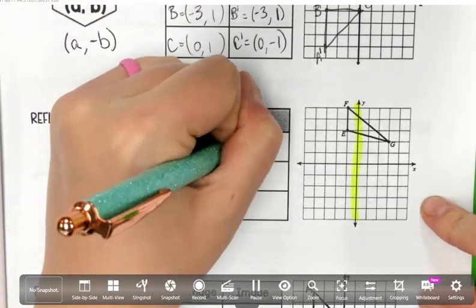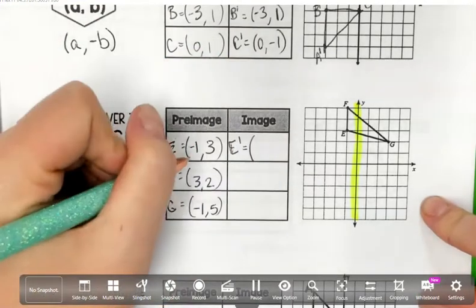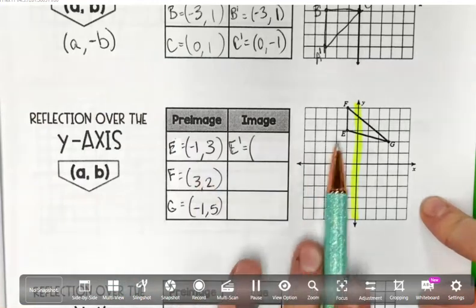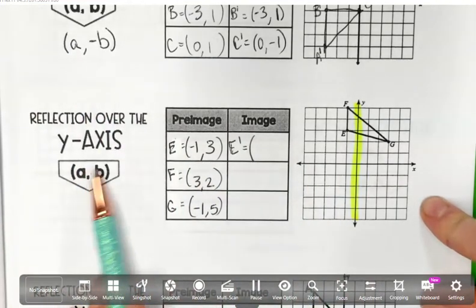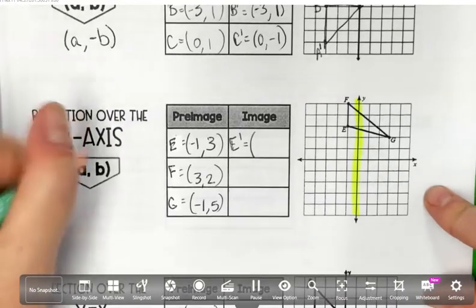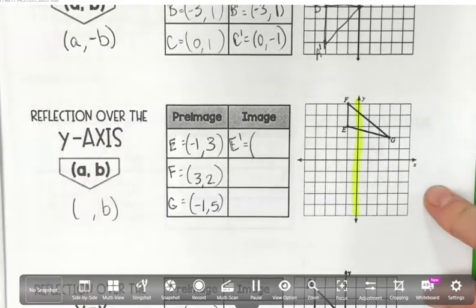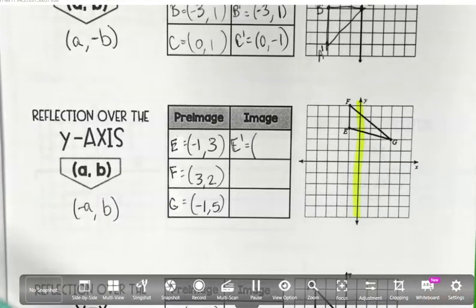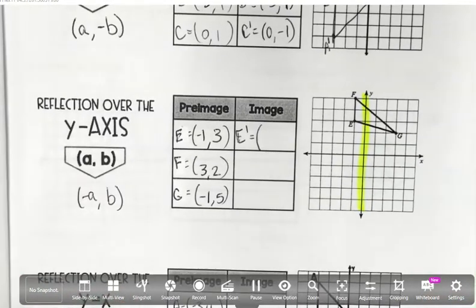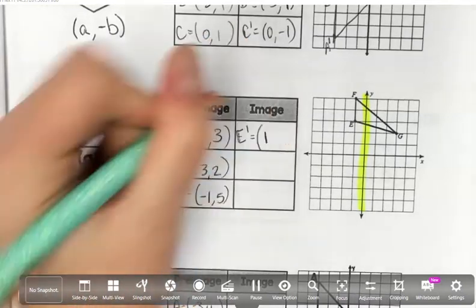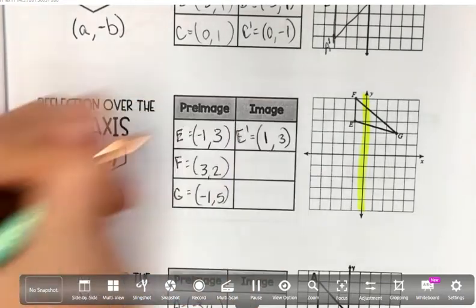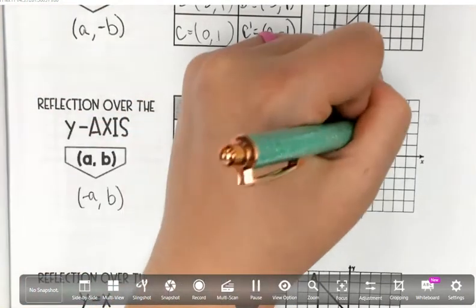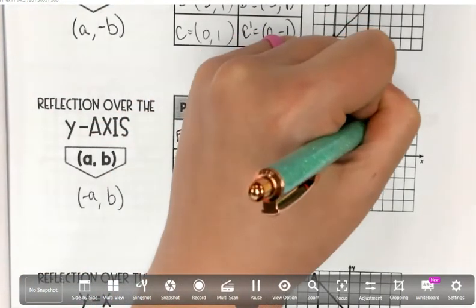So my E prime is going to, when it flipped over the y-axis, what happened last time? Our x didn't change, but our y changed. Well, the opposite is going to happen here. Since it flips over the y-axis, our y value will stay the same, but our x value will change signs. So it's going to end up being a positive 1. So this is negative, so it turns to positive. 3 doesn't change. So our E prime is now there.